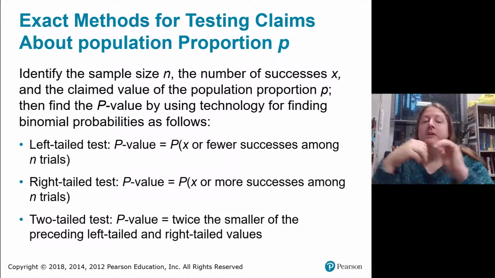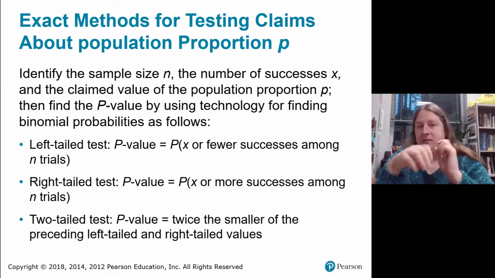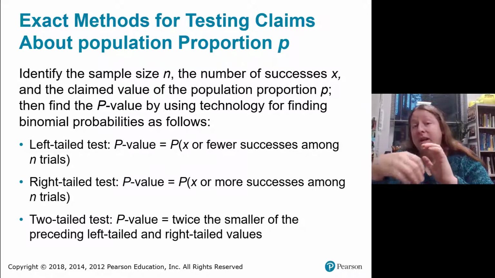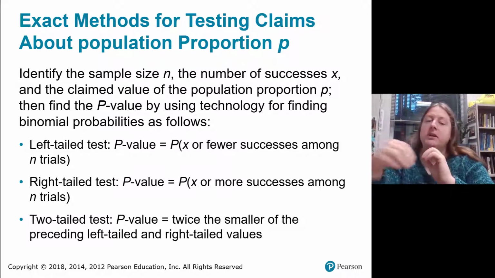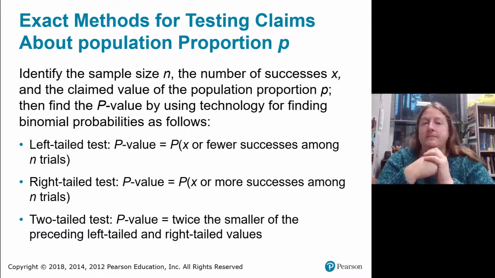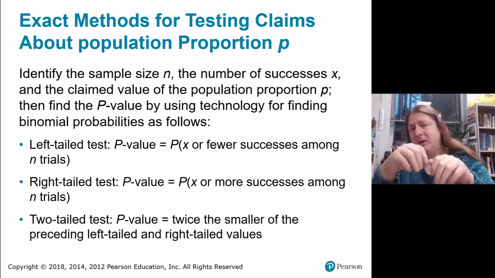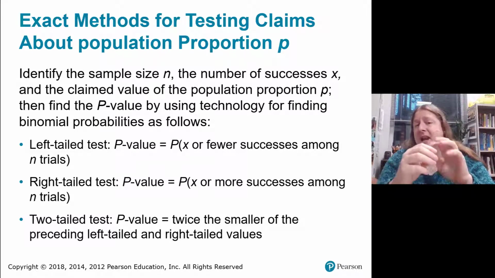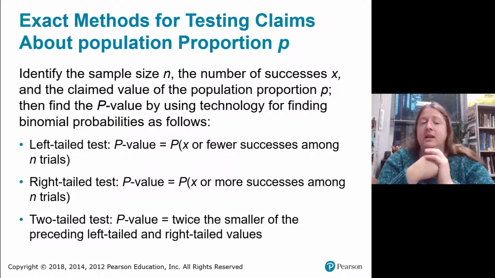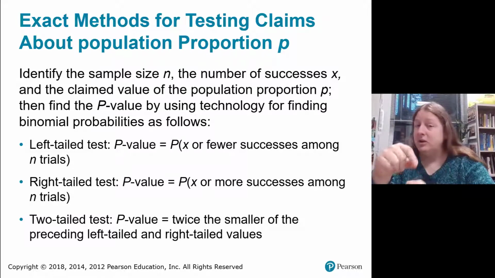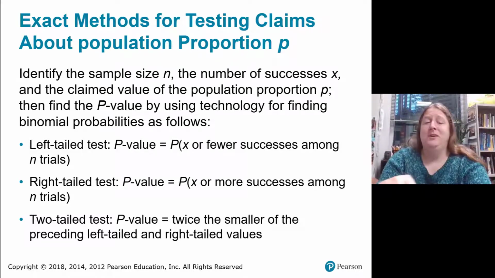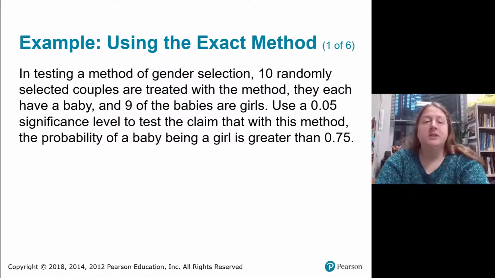If we're looking for a right-tailed test, our alternative hypothesis has a greater than sign in it, then we're looking for the probability of X or more successes among n trials. And if we are looking for a two-tailed test, this is when our alternative hypothesis has a not equal to sign in it. We're looking for twice the smaller of the preceding left and right-tailed values. All right, so that's our exact method.